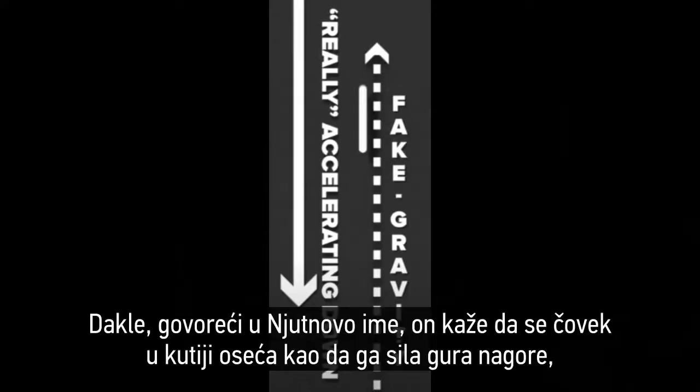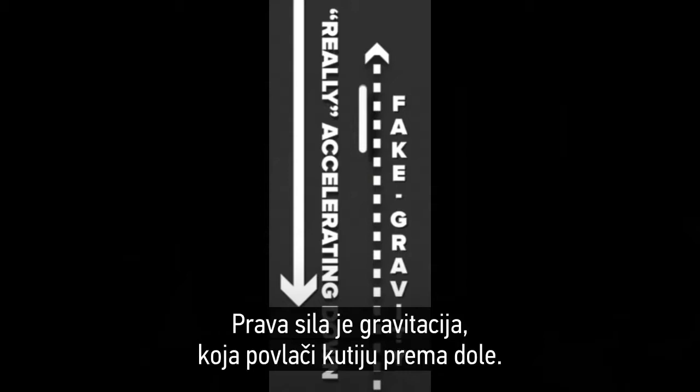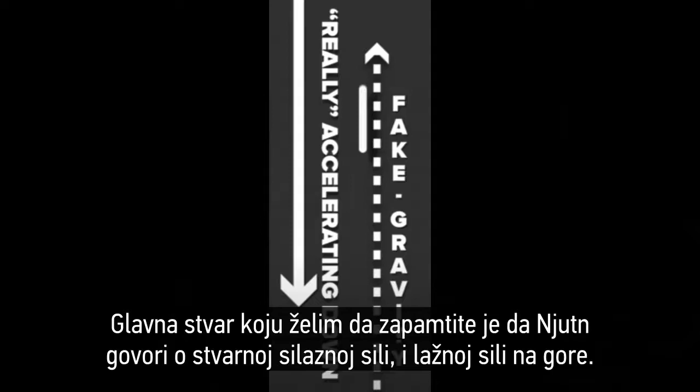So speaking on Newton's behalf, he is saying that the man inside the box feels like a force is pushing him upward, causing him to feel weightless. And Newton is saying this is a fake force. The real force at hand is gravity, which is pulling the box downward. The main thing I want you to remember here is how Newton is describing this real force down and fake force up.